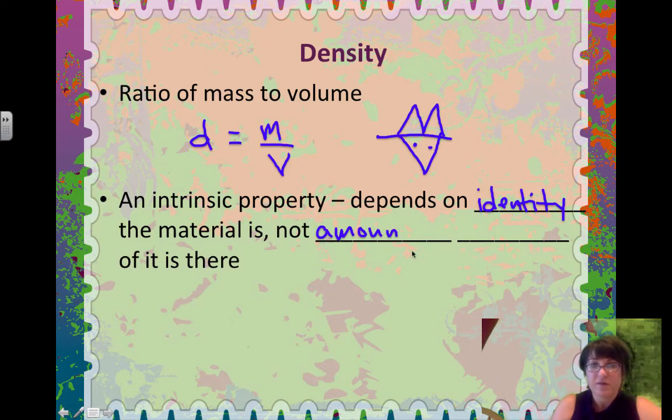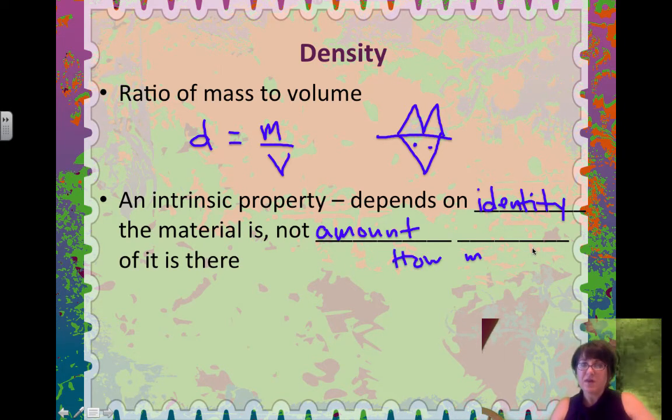Oh, I did that wrong. It's two blanks. It's supposed to say how much, whatever. Amount is the same thing, right? So the amount of material would give us the mass, or the volume might affect the amount, but density is not affected by how much stuff there is.